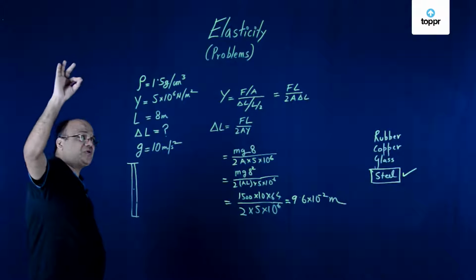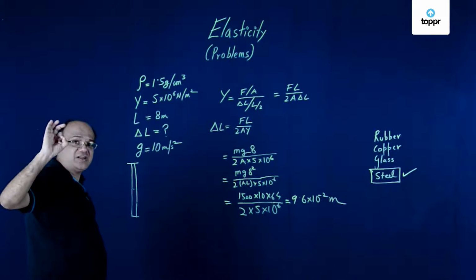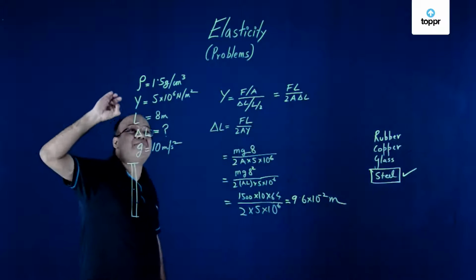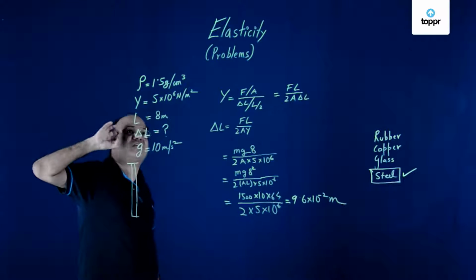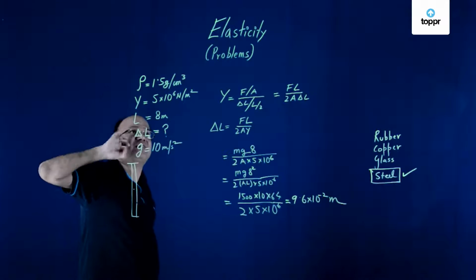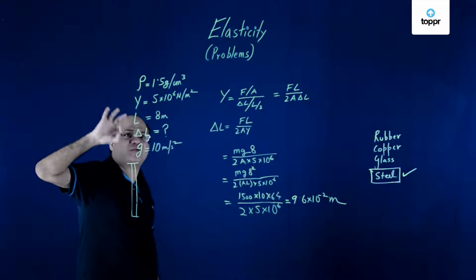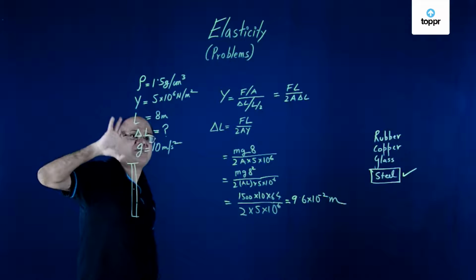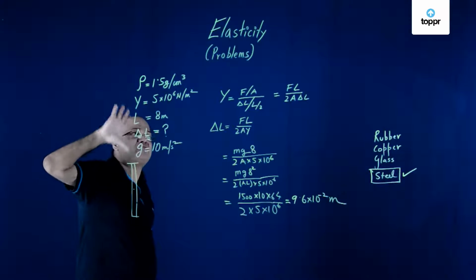Right? So the density of the rope was given, 1.5 gram per centimeter cube. Young's modulus was given, 5 into 10 to the power 6 Newton per meter square. The length of the rope was 8 meters. g was 10 meter per second square. We had to find delta L.